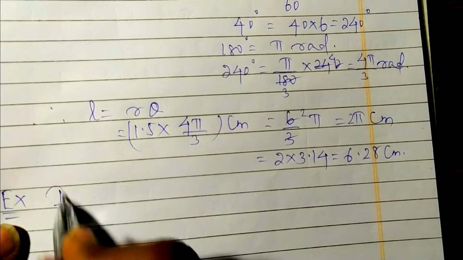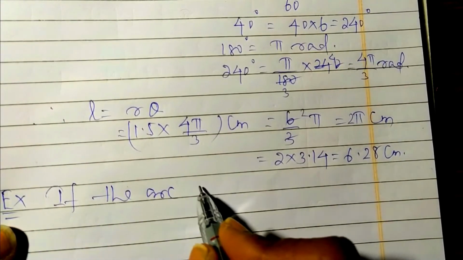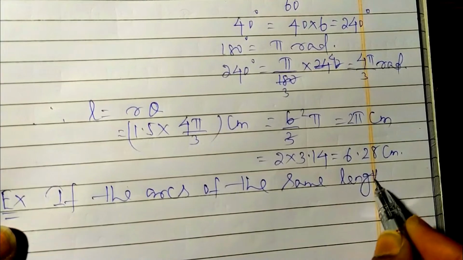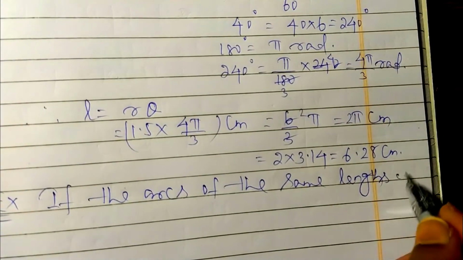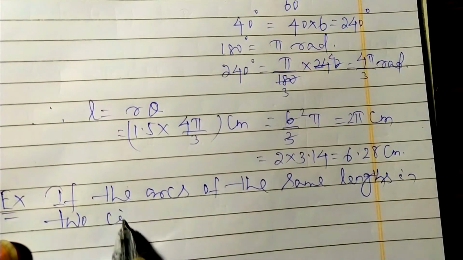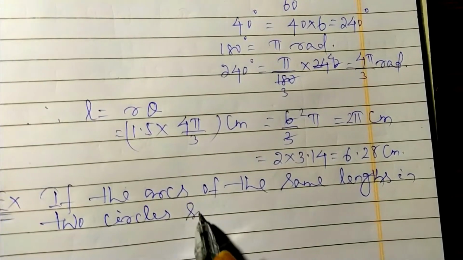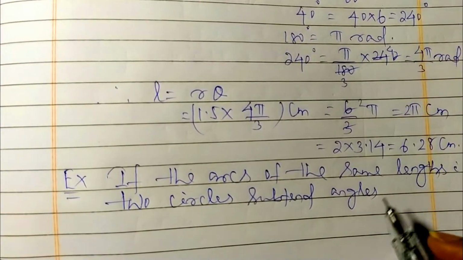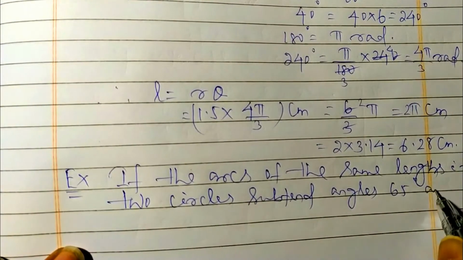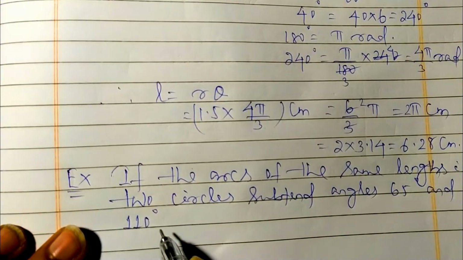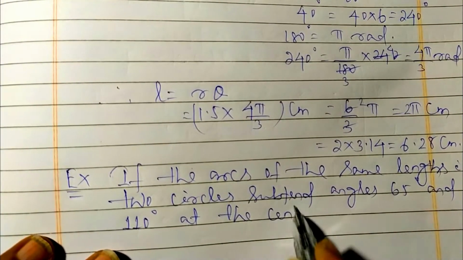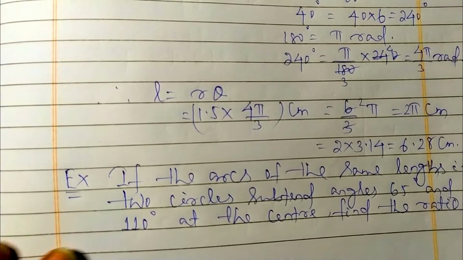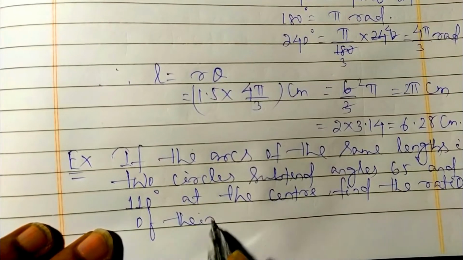If arcs of the same length in two circles subtend angles 65 degree and 110 degree at the center, find the ratio of their radii.